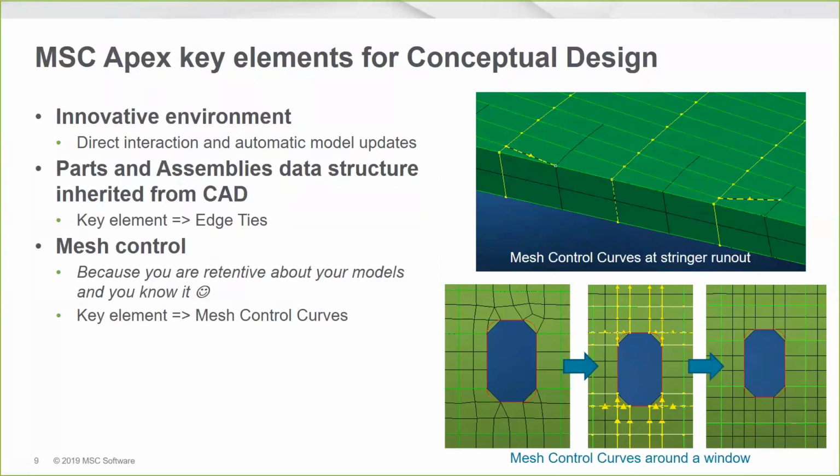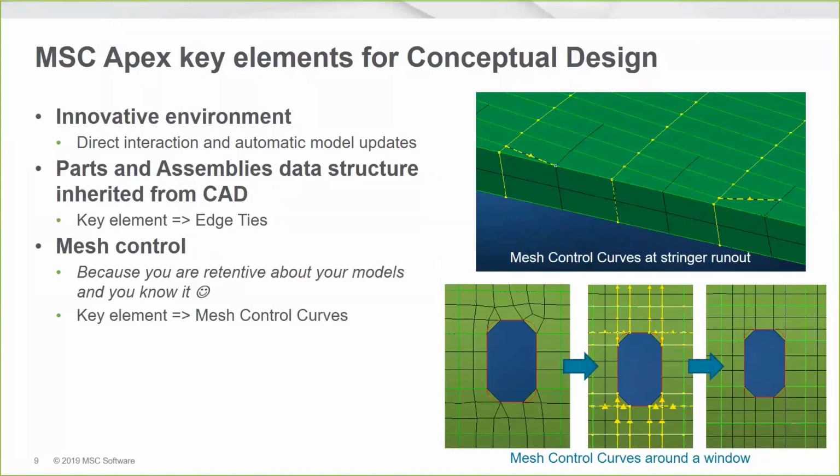And so in order to allow people to have that level of control, which we've got other mesh control mechanisms in MSC Apex, I mean, it could be edge mesh seeds, for instance, but the mesh control curve is kind of like the granddaddy controller of all times, right? Because I can actually impose my will on the mesh and get the mesher to follow this edge the way that I want to, so that in the case of a wing with stringer runout, I can break the triangle left or right. It doesn't really matter.